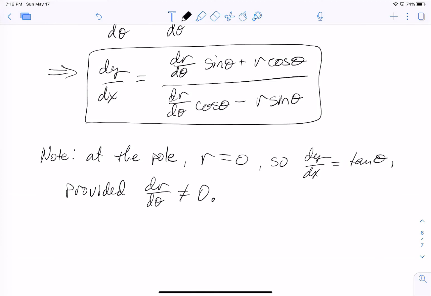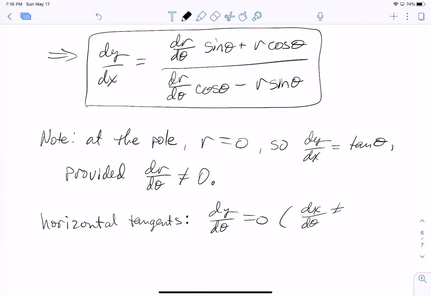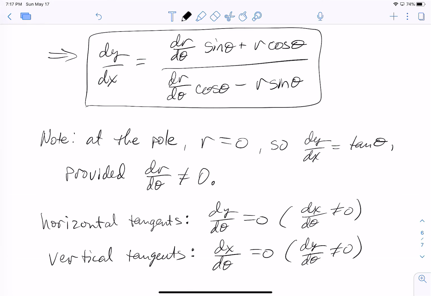A whole different thing. A polar graph will have horizontal tangents when dy/dθ is equal to 0, provided dx/dθ is not 0, and vertical tangents when dx/dθ is equal to 0, again, provided that dy/dθ is not also 0.